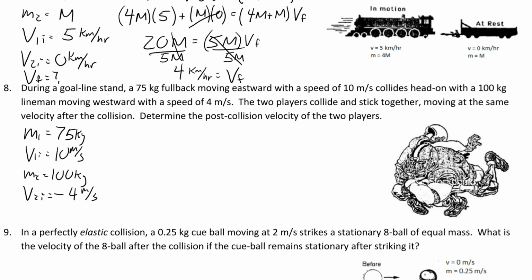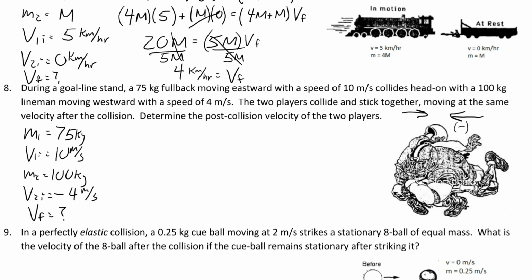The two players collide and stick together, moving at the same velocity after the collision. Determine the post-collision velocity, so VF, of the two players. So, okay, that was the trick. You had to make sure that you make that negative because their momentums are going in different directions. This guy's going this way. The other guy's going this way. So this is the negative velocity.